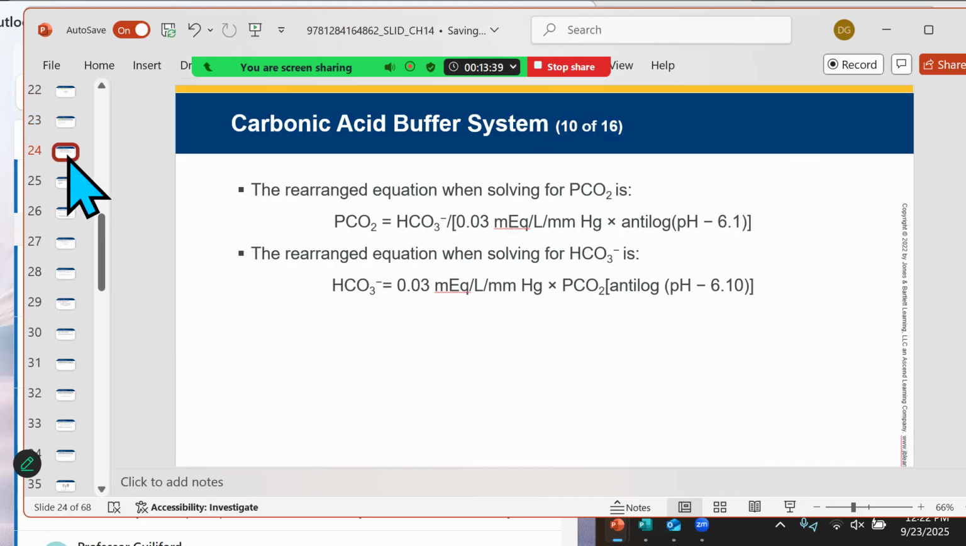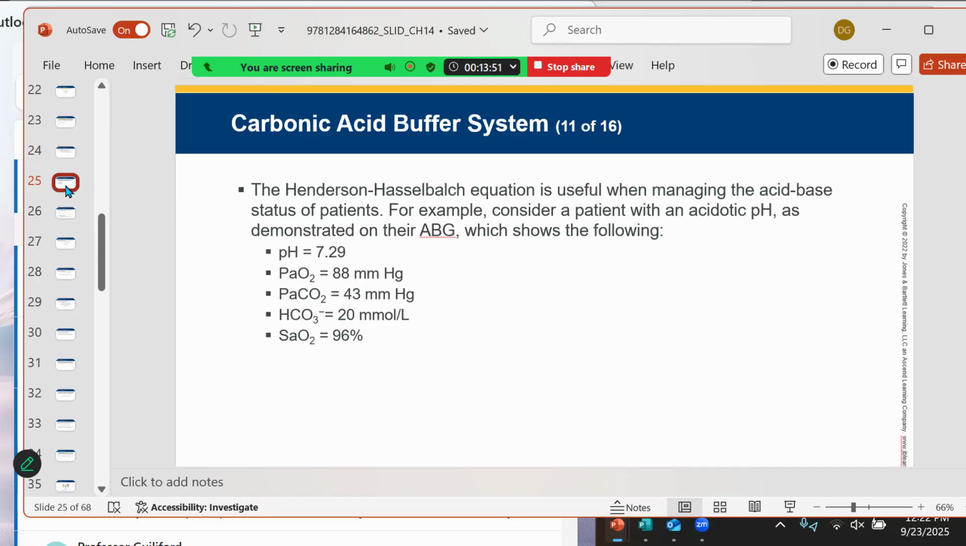There's a way that you can arrange it to solve for CO2, and a way that you can arrange it to solve for bicarb. You won't have to do those calculations. You should know what the Henderson-Hasselbalch is.